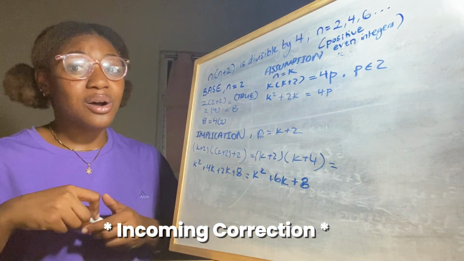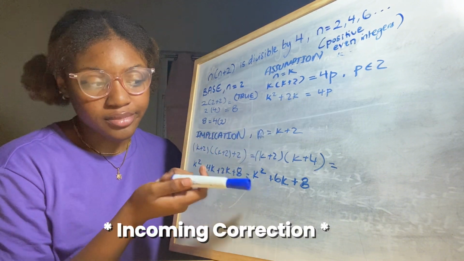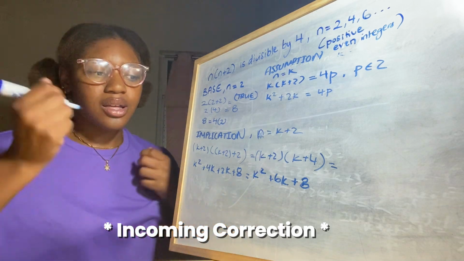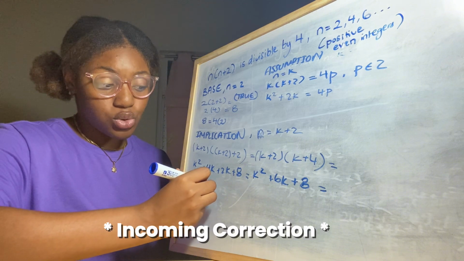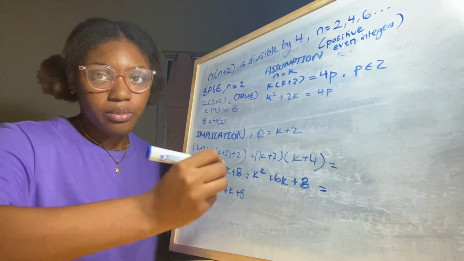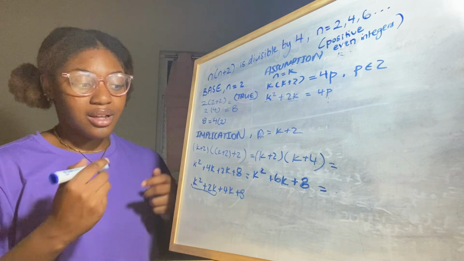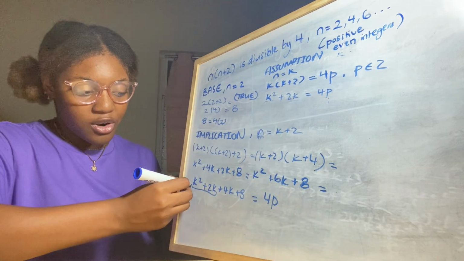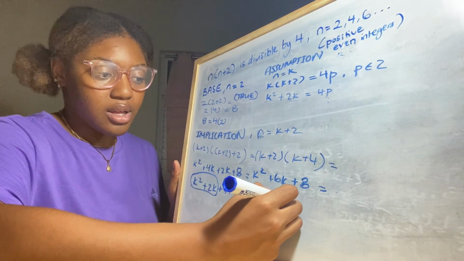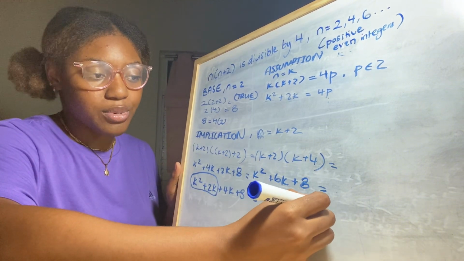From here, remember that we're trying to use our assumption, which is up here. So I'm going to rewrite 6k as, for example, 2k plus 4k. Why? I didn't realize it at the time, but where I have the k squared plus 6k plus 8 was unnecessary, because all I had to do was rearrange what I had before with the k squared plus 4k plus 2k plus 8, just to have k squared plus the 2k, so I could just substitute. So I didn't realize it at the time, guys. Since we have k squared plus 2k right there, I can substitute and put 4p, replacing the k squared plus 2k. So 4p plus 4k plus 8.